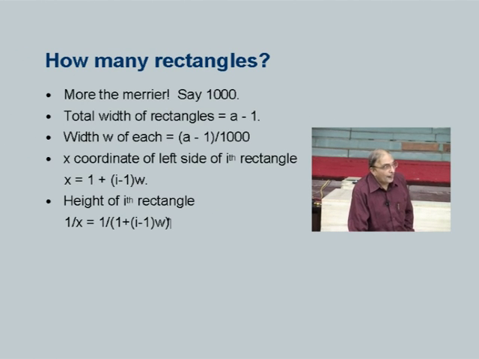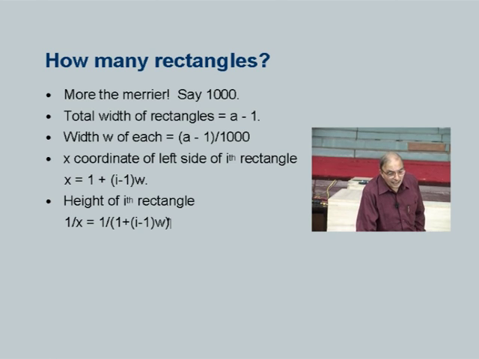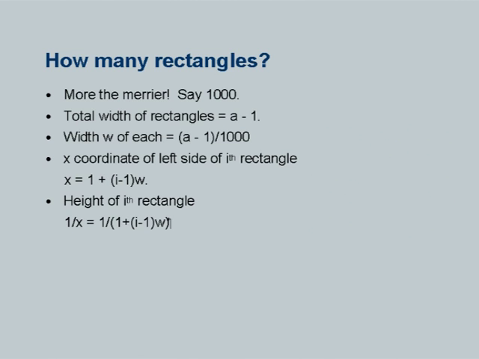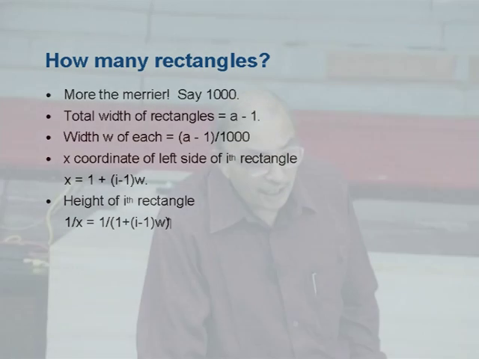I call it W. What is the x coordinate of the left side of the ith rectangle? I have given a formula here. X equal to 1 plus (I minus 1) into W. And what is the height of the ith rectangle, which is f of x, which is equal to 1 upon (1 plus (I minus 1) by W)? Sounds complex. Let us quickly look at some diagrams.